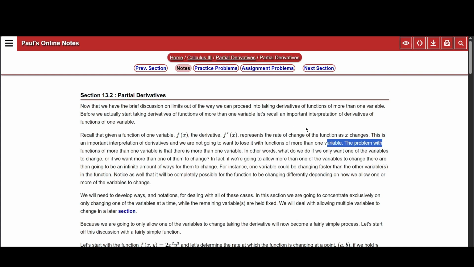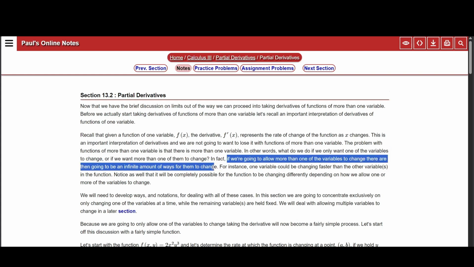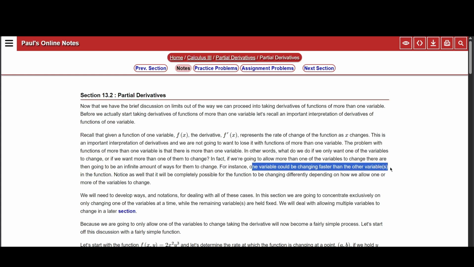It's calculus 3. The partial derivative measures how a function with multiple variables changes when one variable is altered. One variable is altered, the other variables are constant. The derivative represents the rate of change of the function as x changes. The problem with functions with more than one variable is that there's more than one variable.